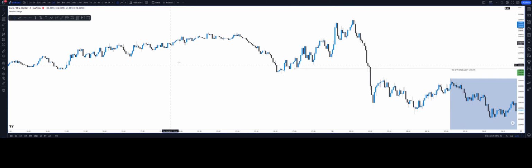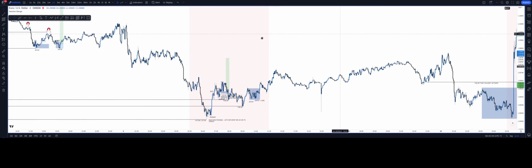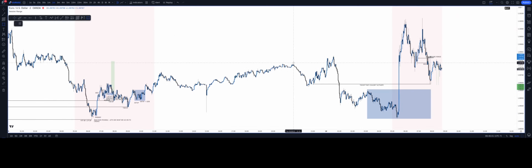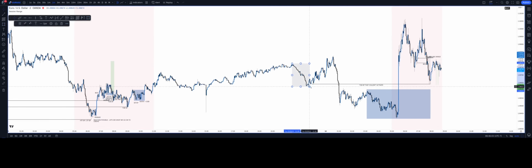Well, we can see that this was a range that kind of went like this, right? So it would be a buy primary.